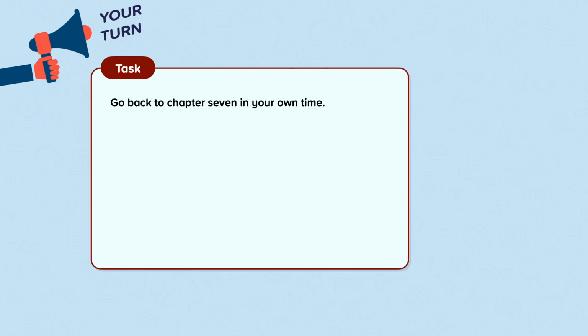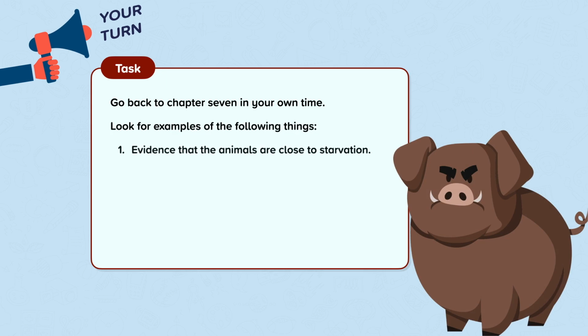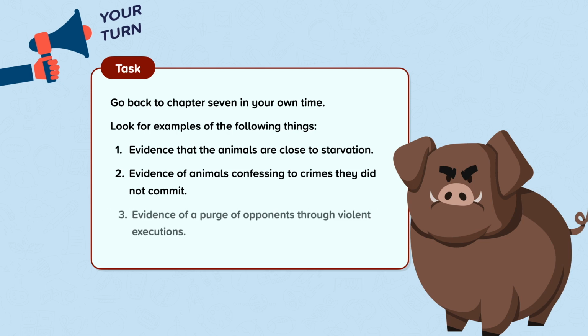Task: go back to chapter 7 in your own time. To find the parallels between Joseph Stalin and Napoleon, look for examples of the following things: evidence that the animals are close to starvation, evidence of animals confessing to crimes they did not commit, and evidence of a purge of opponents through violent executions.